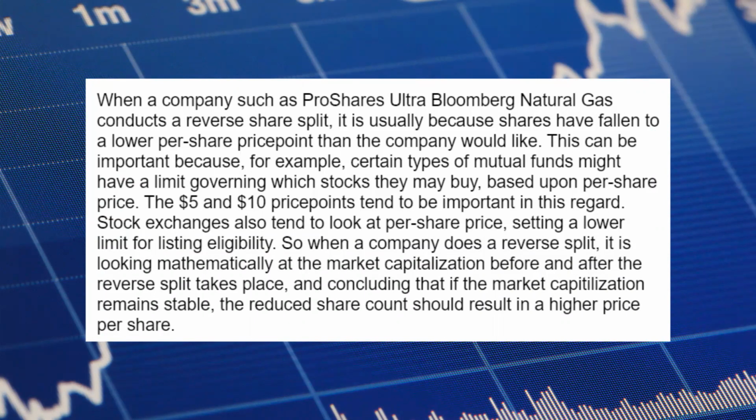So when a company does a reverse stock split, it is looking mathematically at the market cap before and after the reverse stock split takes place and concluding that if the market cap remains stable, the reduced share count could result in a higher price per share. And so we're at this strange point right now where Boyle has been really fluctuating around $3 a share, a little bit above, a little bit below, for a while now.